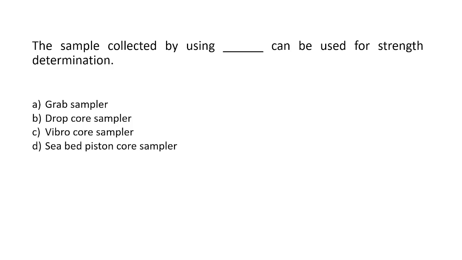Yeah, because in the grab sampler we have the scratching thing, so it will create disturbance. In the drop core and vibro core, it will be dropped from a distance or an electrically driven arrangement will be there. So all these first three options will give you a disturbed sample, so you can't use them for strength determination. In piston core, we get very minimum disturbance in the sample. So the correct answer will be seabed piston core sampler.